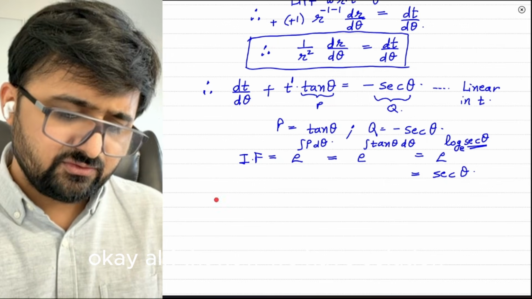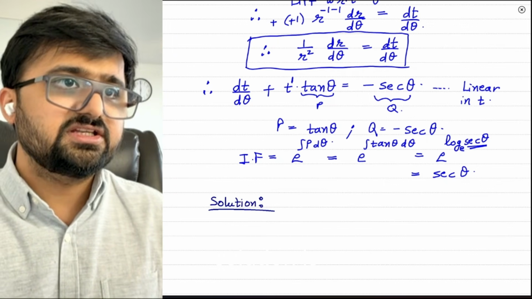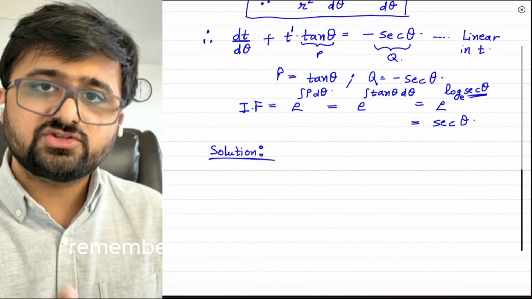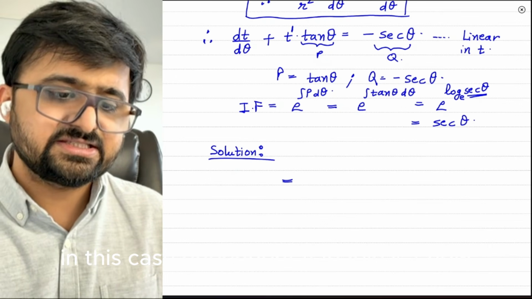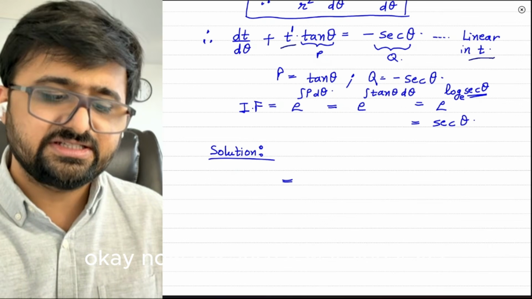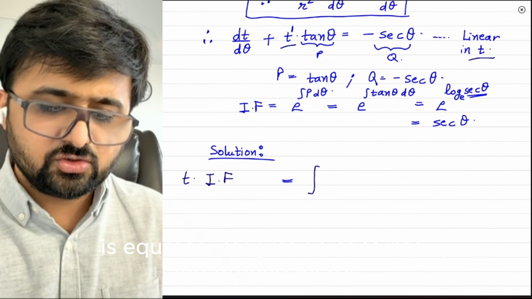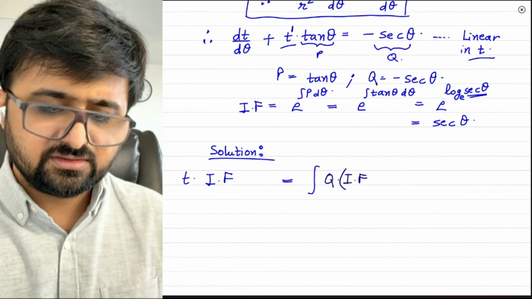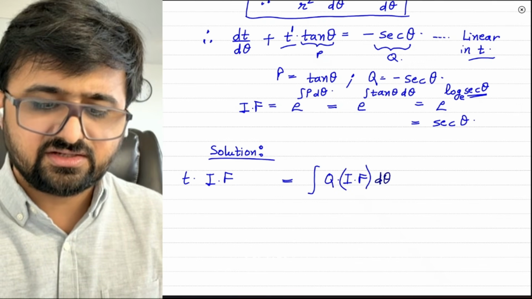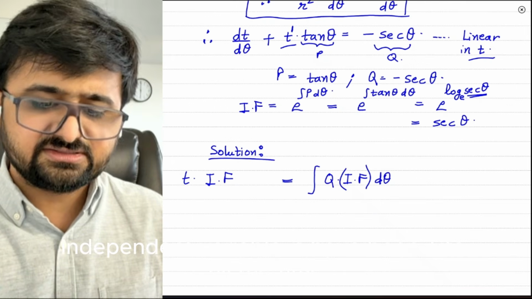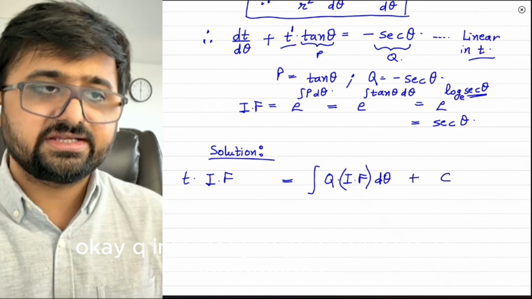All right, now we have the solution. We can just write the solution by formula. On the left hand side, we have the dependent variable into the integrating factor. In this case, the dependent variable is t now, because it was linear in t. So we have t into the integrating factor is equal to the integration of q into the integrating factor, with respect to the independent variable, which is theta, plus the constant of integration c.